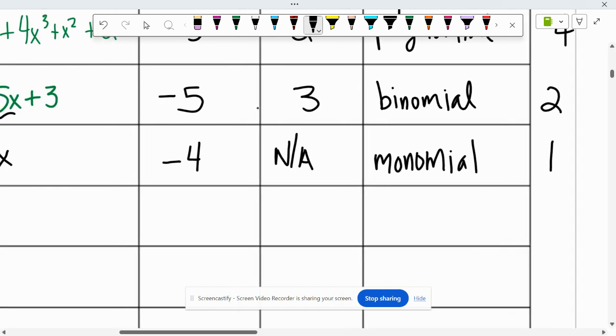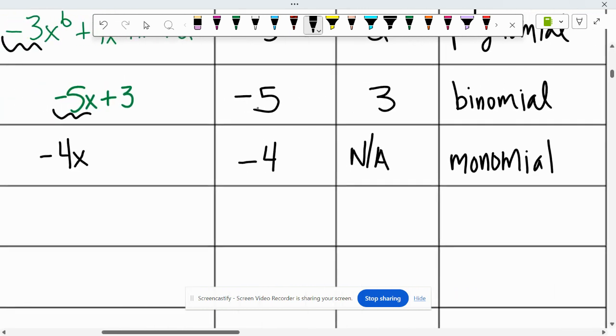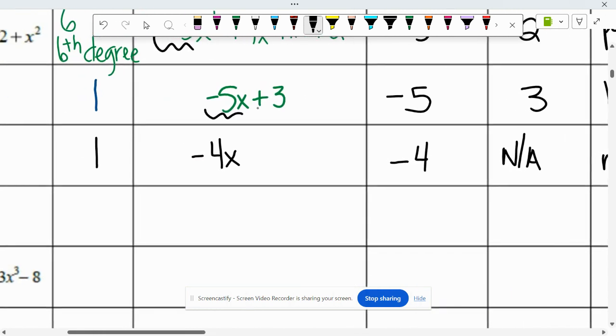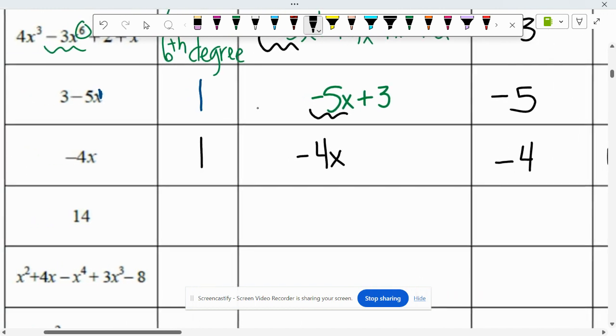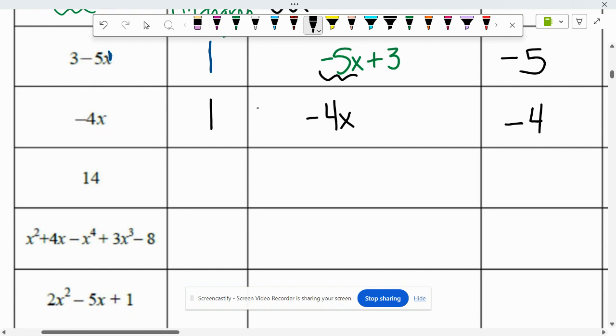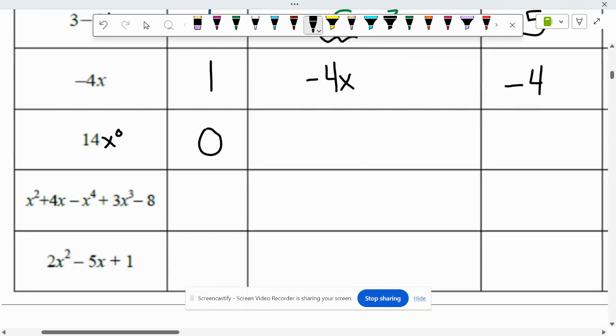What about the number 14? Is there a variable on that? No. So this is actually degree 0. This would be no different than saying 14 x to the 0 power. Why is that? What is x to the 0 power? Yeah, so this is just like saying 14 times 1, which is 14. That's why it's degree 0.